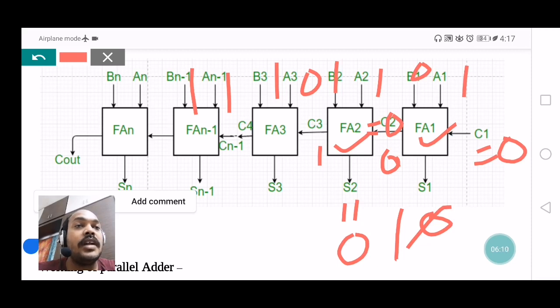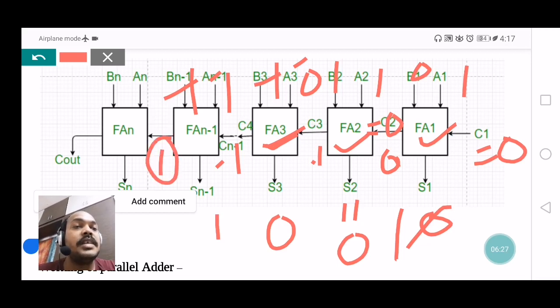Now in the third full adder, the inputs are 1 0 1, and again it produces sum 0, carry 1, and this carry is moved forward to the fourth full adder. There it consumes the three inputs 1 1 1, and the sum is 1 and carry is also 1. Okay, so this is my answer. Sum is given by 1 0 0 1 and carry is 1.